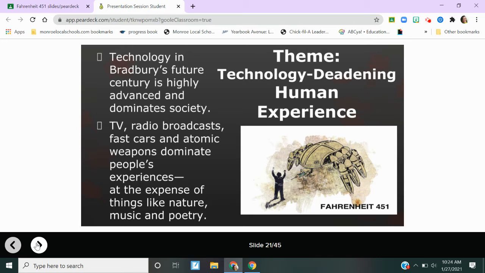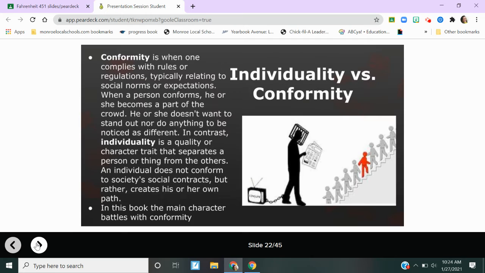Nobody listens to music. And at one point a character cries and all of her friends are like, what is happening? What is coming from her eyes? Why is that happening? Because it's just emotions that they're not used to feeling. Nobody feels emotions.